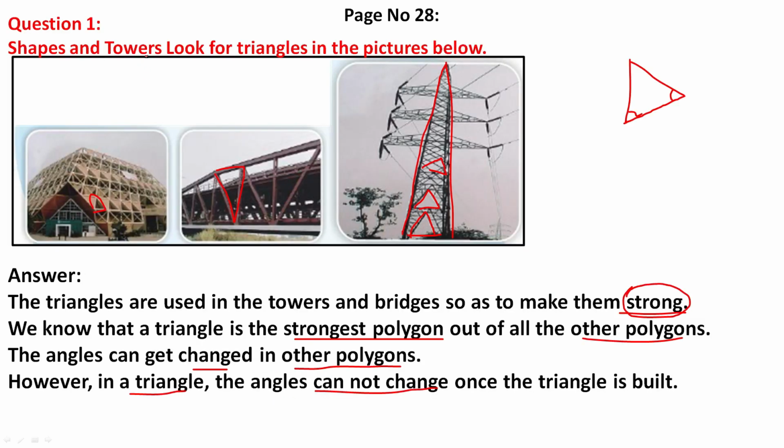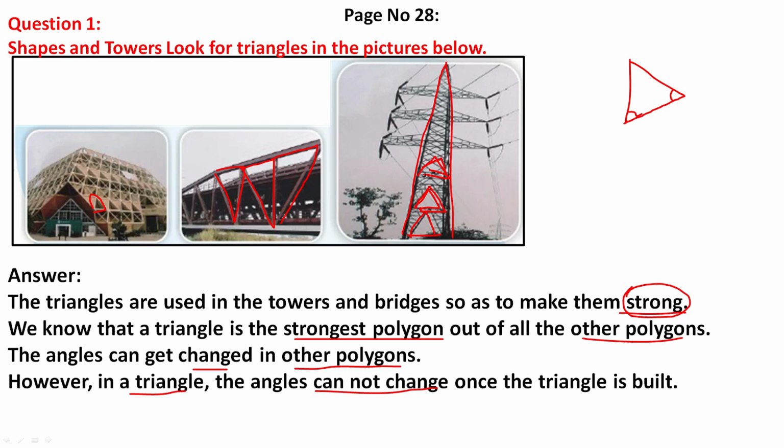Shapes and towers. Look for triangles in the pictures below. Here you can find the shapes in the tower and shapes in the bridges. You can find the triangular shape. Here you can find the triangular shapes. The EB tower, you can see it is a triangular shape. Why particularly are they making the tower in triangular shape?